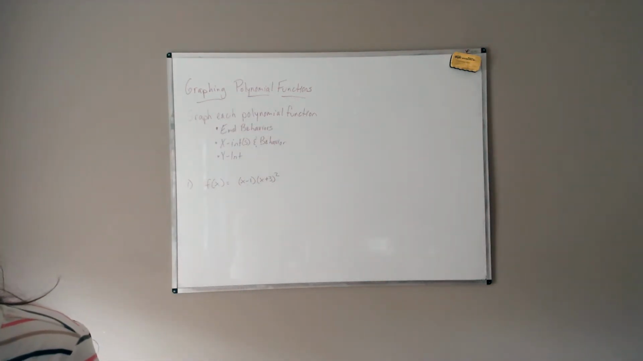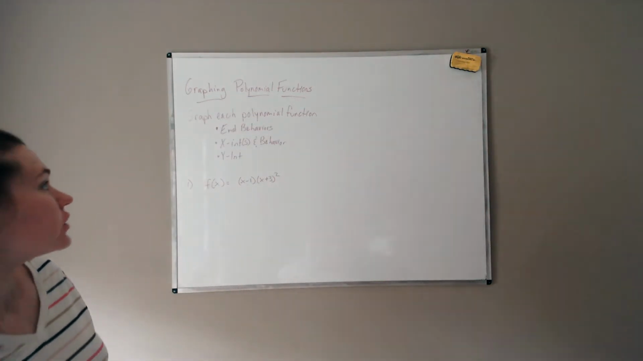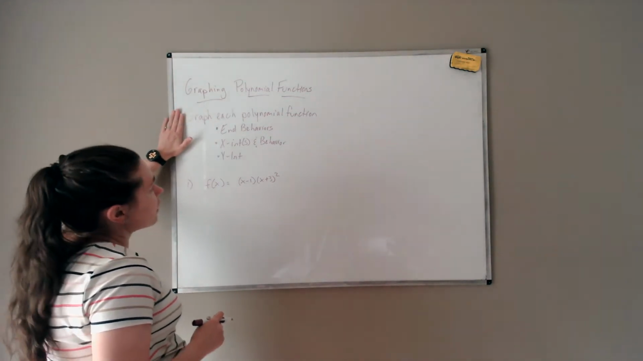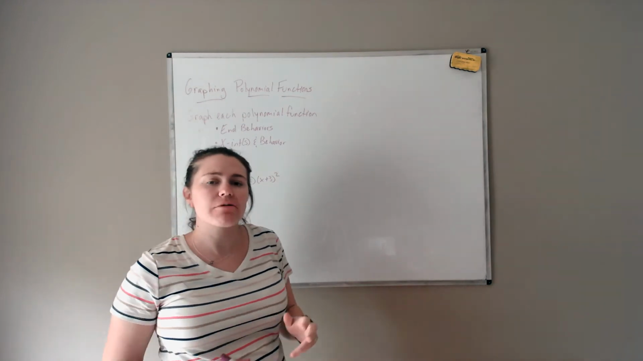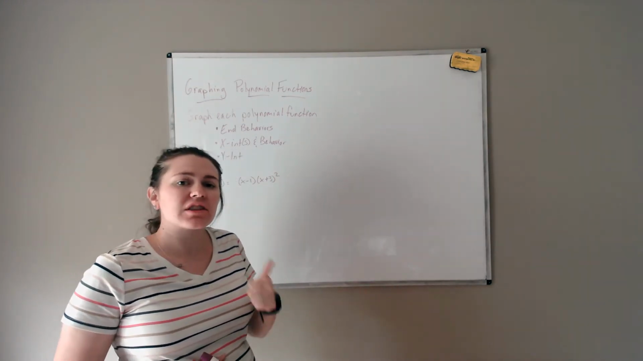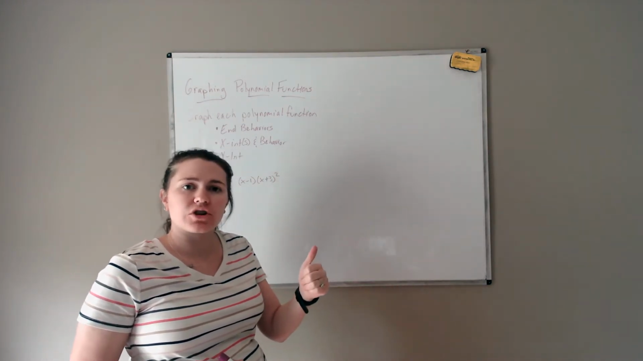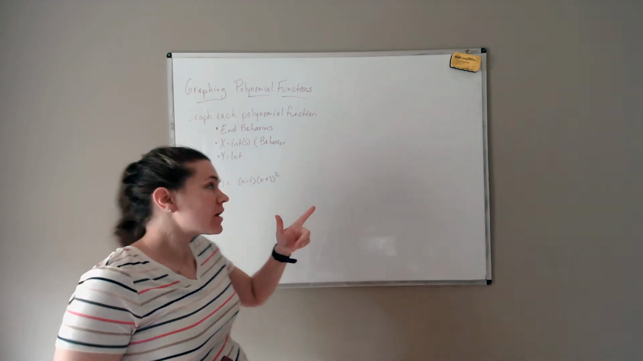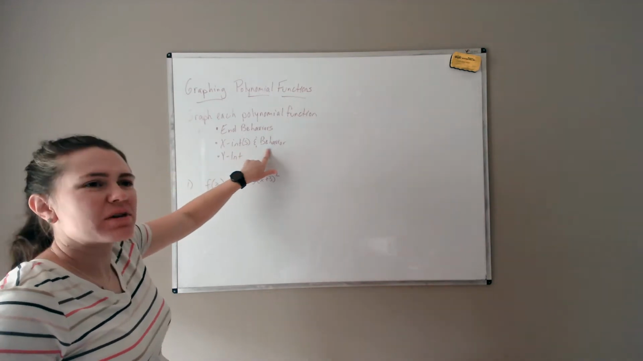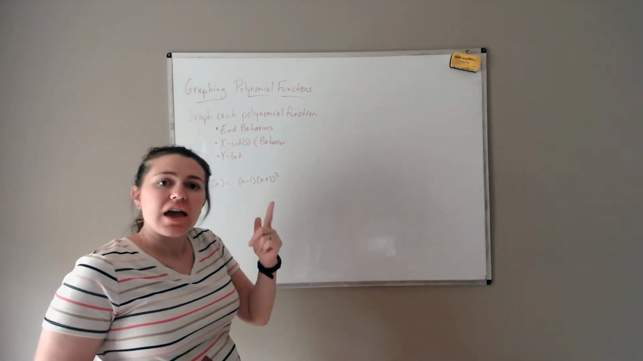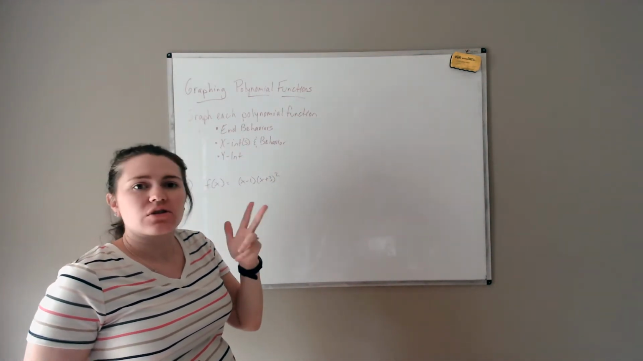So we are going to start graphing polynomial functions now. When we graph a polynomial function, there are three things that need to be accurate on your graph. The first thing is that the end behaviors need to be going in the right direction. The second thing is that you must have the x-intercepts correct and the correct behavior at the x-intercepts, and you must correctly state the y-intercept.